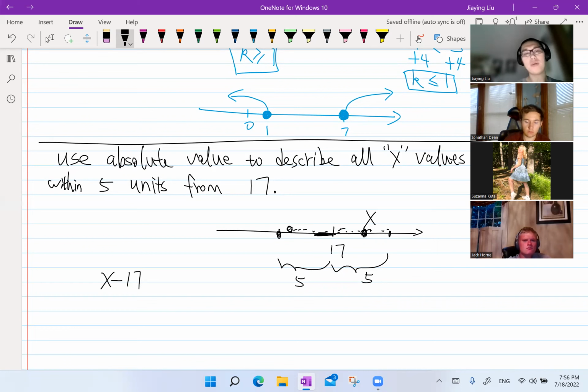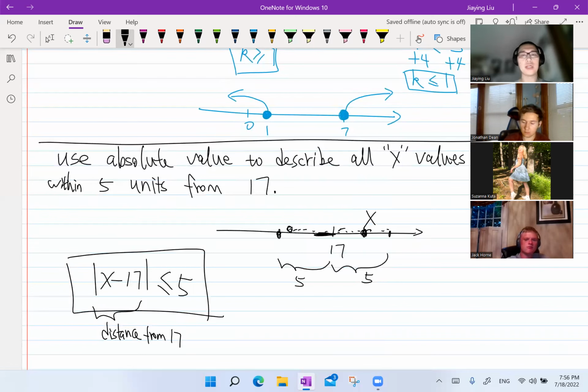Whether it's on the left or right, we're going to put the absolute value to get rid of the negative distance. And this means distance from 17. So this distance must be less than or equal to 5 in order to be within the 5 units. So that's the absolute value expression to describe the distance from a given point, given value. So whenever you have this kind of problem, just think about distance.